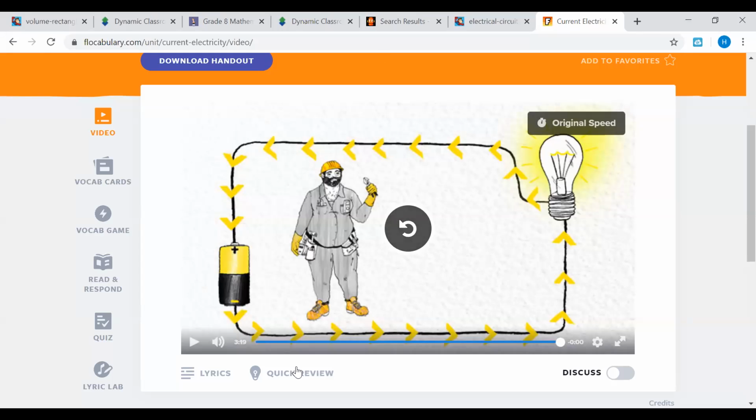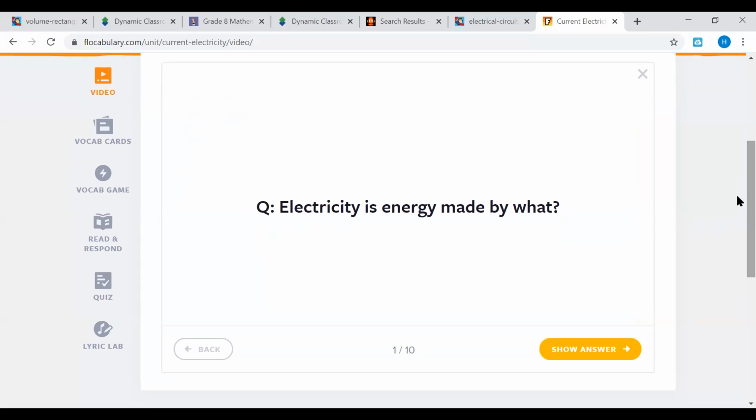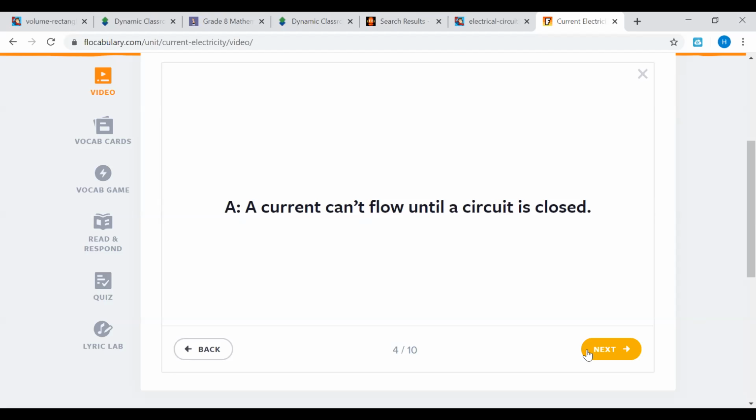Okay, we can look at the quick review. What I'll do is I'll go ahead and read the question out loud, and you can answer out loud or to yourself. Electricity is energy made by what? Electrons. A blank is the flow of electrical energy. Current. What are the three parts of a circuit? An energy source, a recipient, and a connection. What does every good electrician know? A current can't flow until a circuit is closed.